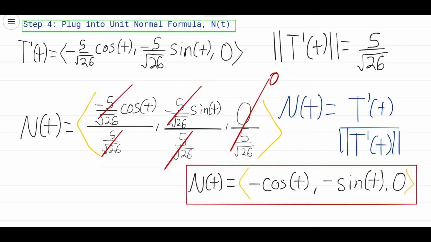So step 1, unit tangent vector. Step 2, the unit tangent vector derivative. Step 3, the magnitude of the unit tangent vector derivative. And step 4, unit normal vector, by plugging into the formula.